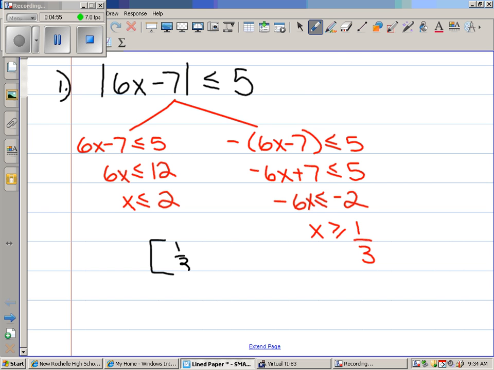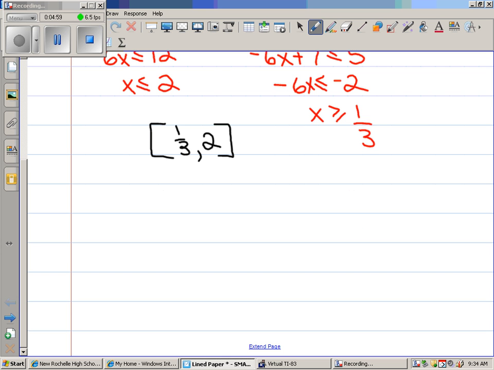Or if that's really confusing to you, maybe you just want to draw me a picture. I like that. Here's a third. Here's 2. It's got to be less than or equal to 2, but greater than a third. So colored in circles right here and here, and the line in between.